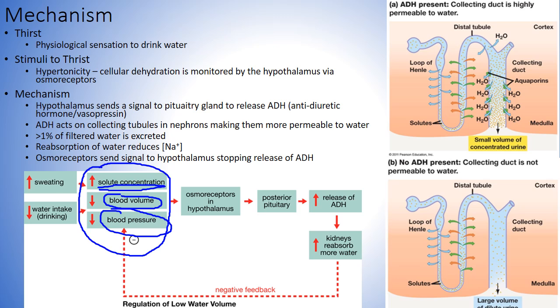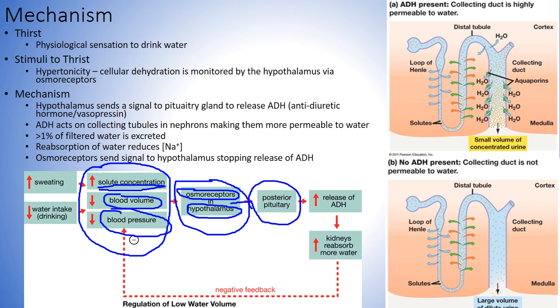And what's going to happen here is the sensor, in this case, the sensor is the osmoreceptors. Osmoreceptors are found in the hypothalamus, and osmoreceptors generally will pick up on an increase in solute concentration in the blood, a drop in blood volume, as well as a decrease in blood pressure. So the osmoreceptors will send the signals to the hypothalamus here being the integrator. It will integrate this information and send out a signal to an effector. Well, that effector here is the posterior pituitary gland.